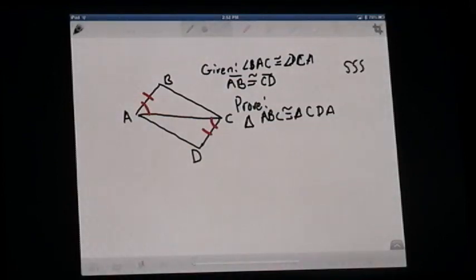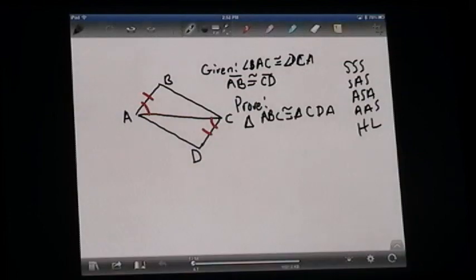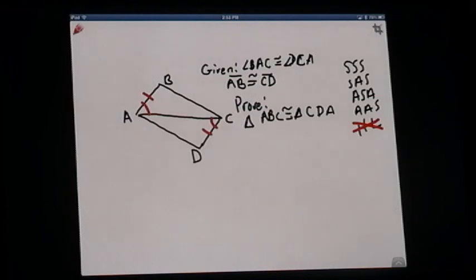side, side, side, side, angle, side, angle, side, angle, angle, angle, side, and hypotenuse, leg. Hypotenuse, leg is out of there because we don't have a right triangle, so that can't be that one. Okay, we have an angle and a side, so we could be looking at side, angle, side, or angle, side, angle, or maybe even angle, angle, side. But probably not side, side, side.